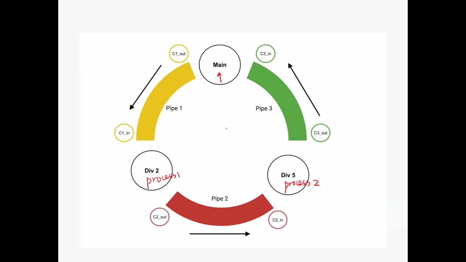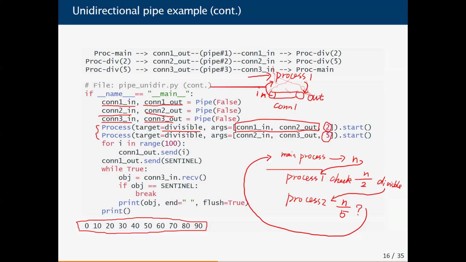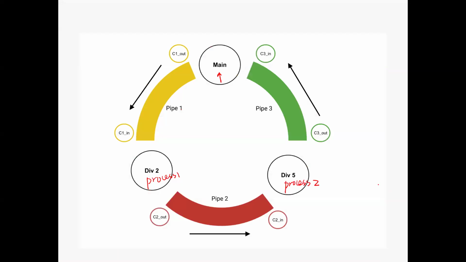Then we have 3 pipes. Every time we define a pipe, we have input and output. The main process is sending a message to pipe 1, but the end which accepts the message from the main process is the output of C1, C1 output. This is the thing that you need to pay attention to. When we are talking about input and output, we are talking about it from the process side.